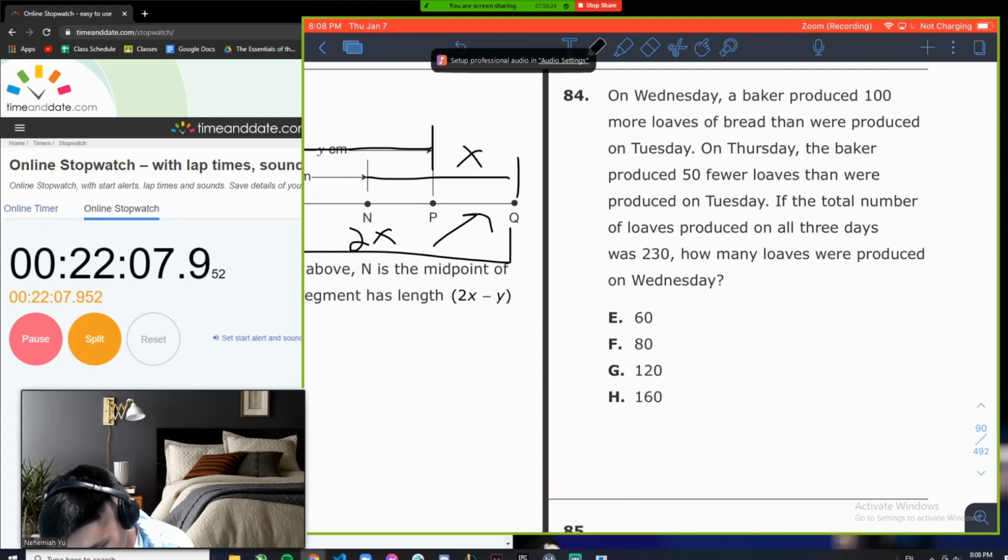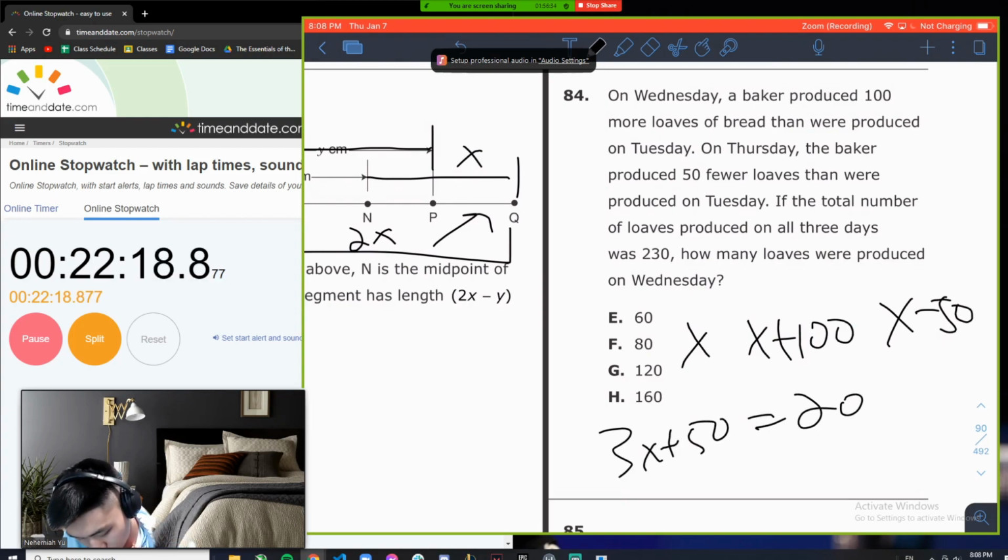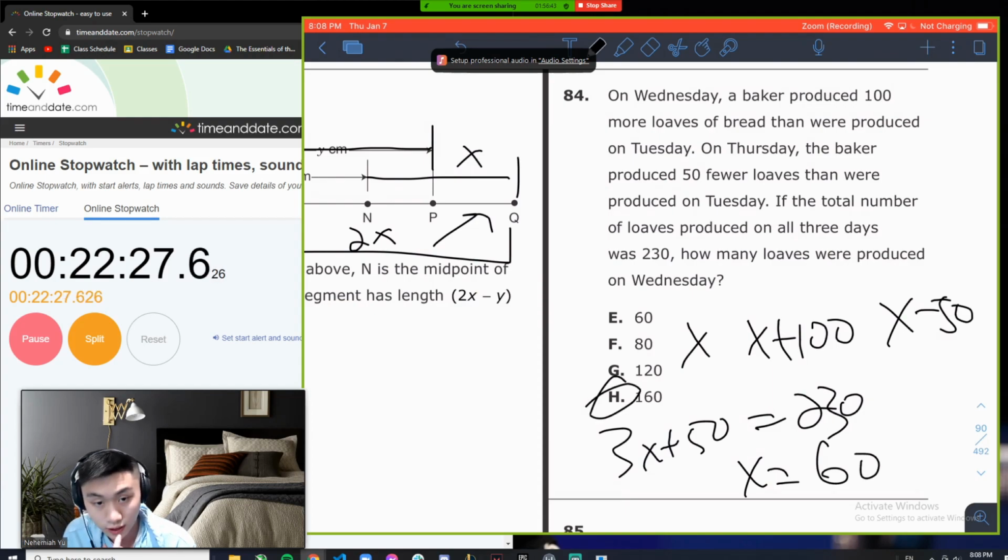Well, let's make Tuesday x, Wednesday is 100 more than that, and then Thursday is minus that. So 3x plus 50 is 230, right? And then x equals 60, and 60 plus 100 is 160.